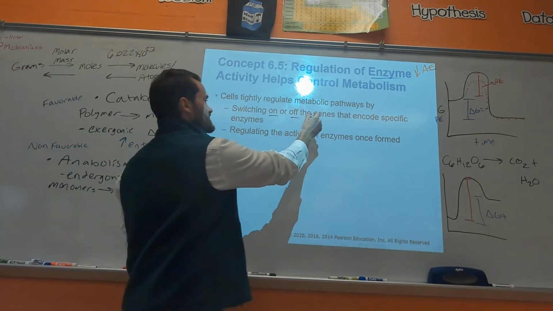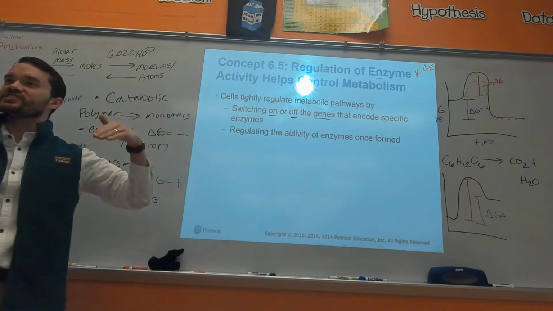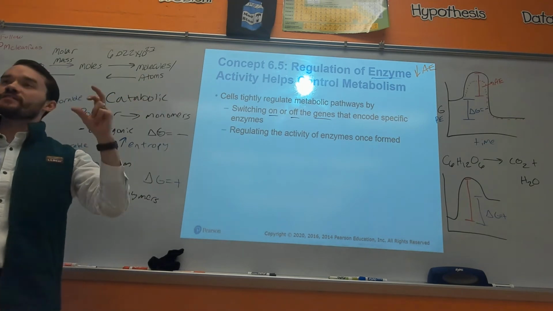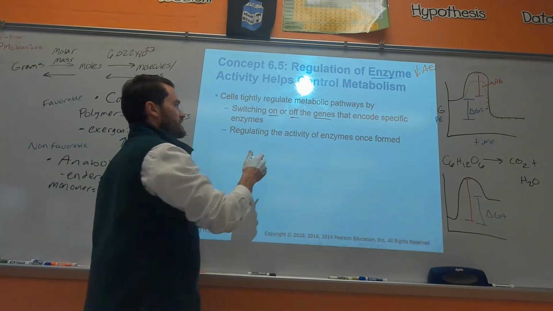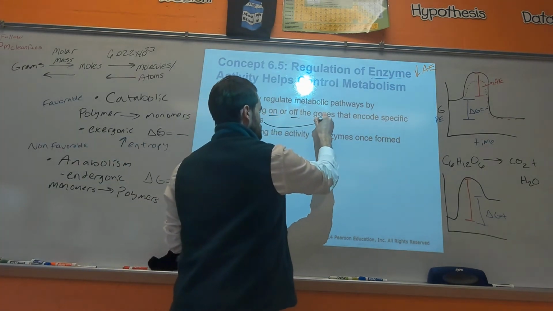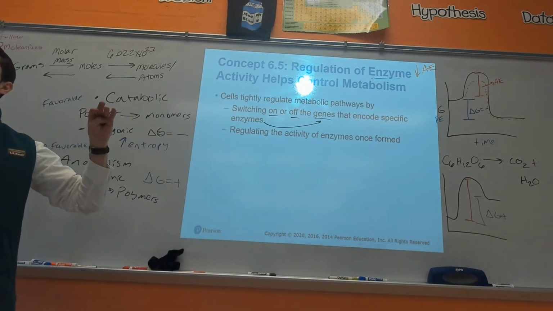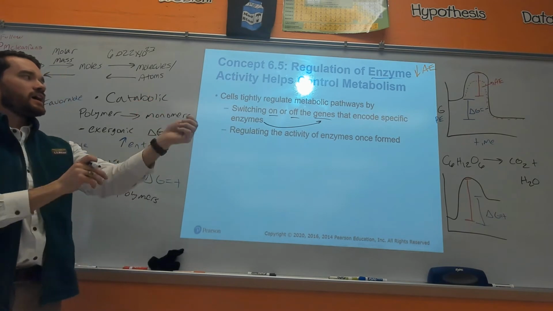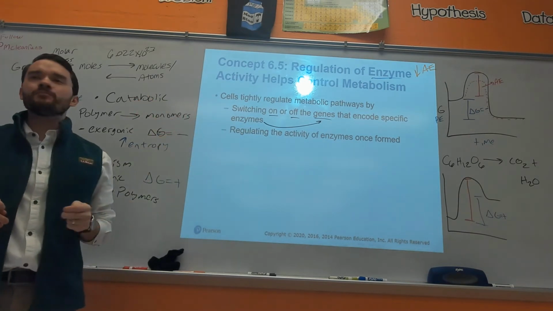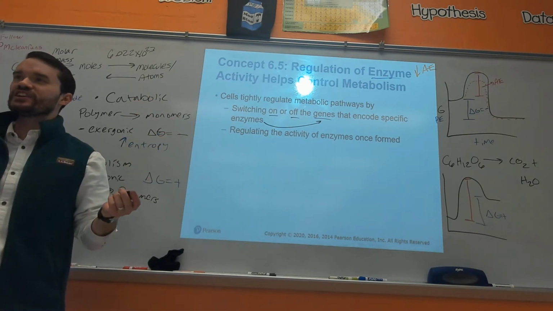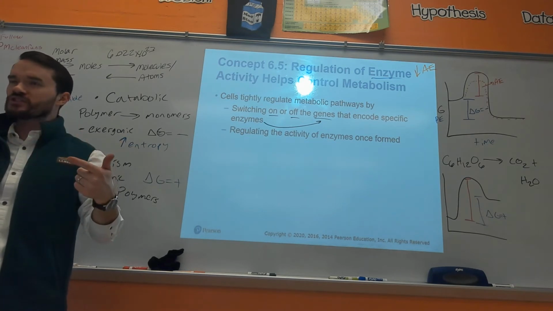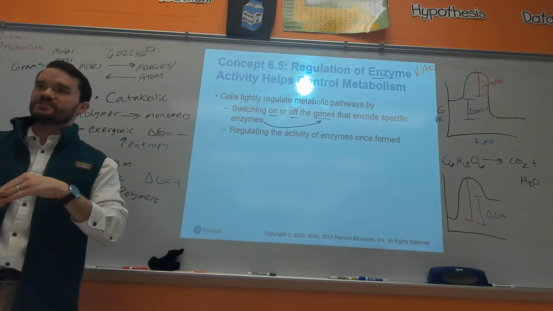Remember, your DNA is organized into genes. Genes have the information for one protein. Enzymes, generally speaking, are proteins. Sometimes they can be RNA molecules, but typically they're proteins. So if I want to make more of an enzyme, I just turn on that gene and make more protein. If I have enough enzyme, you turn off that gene.